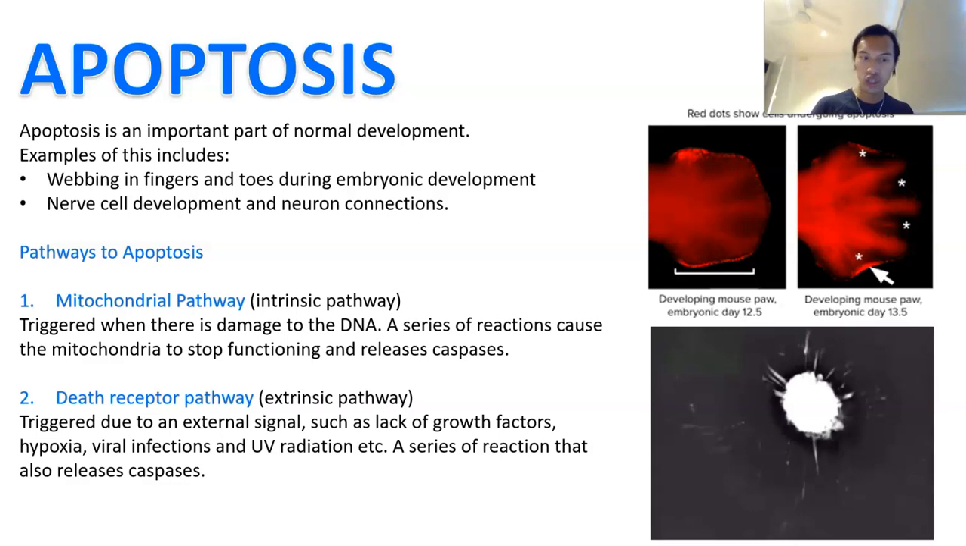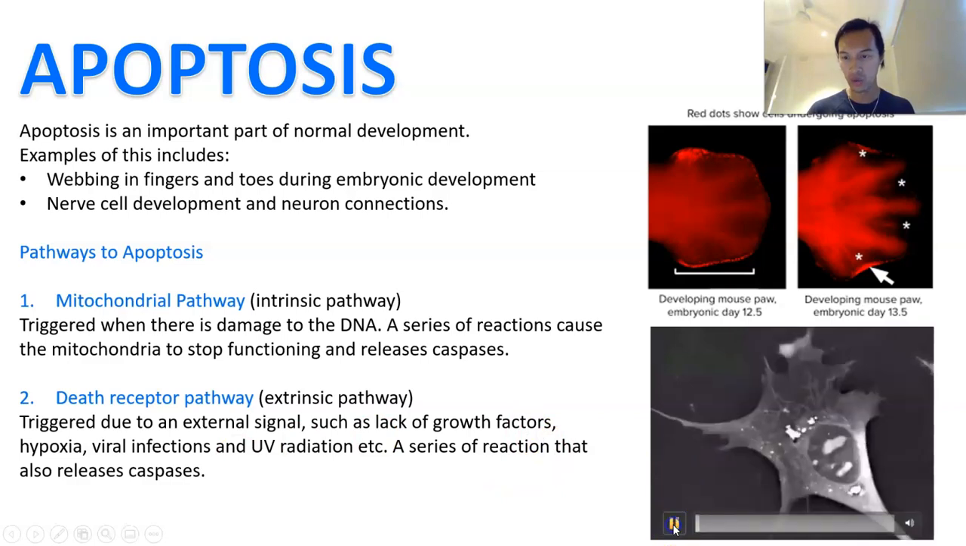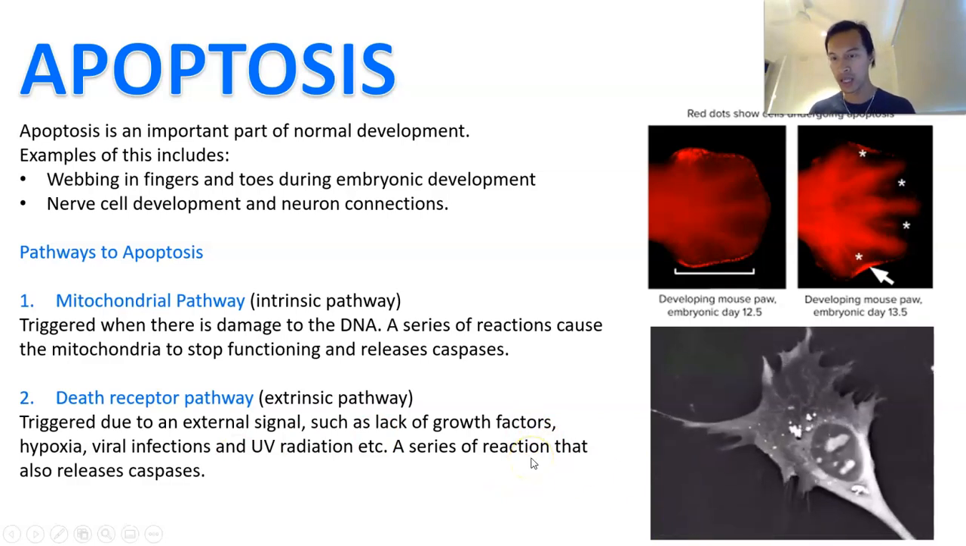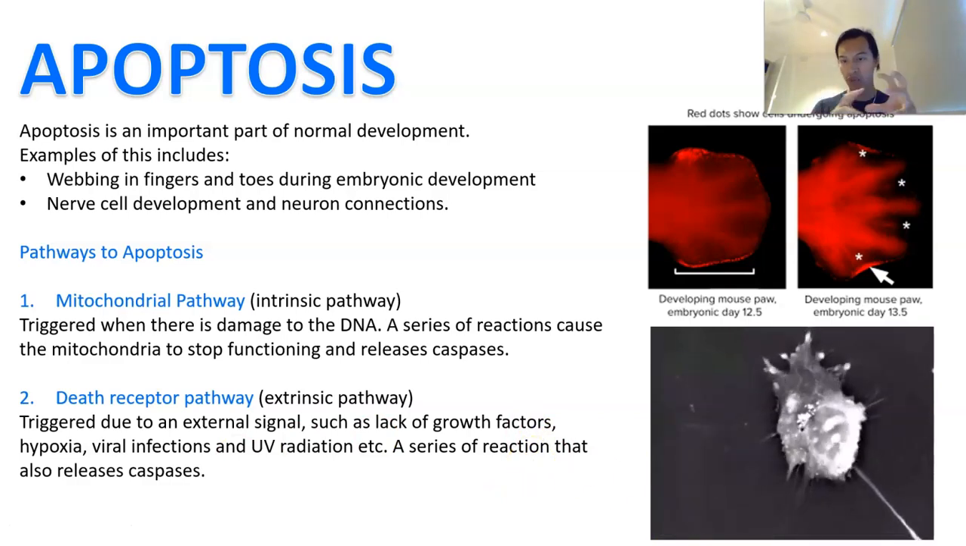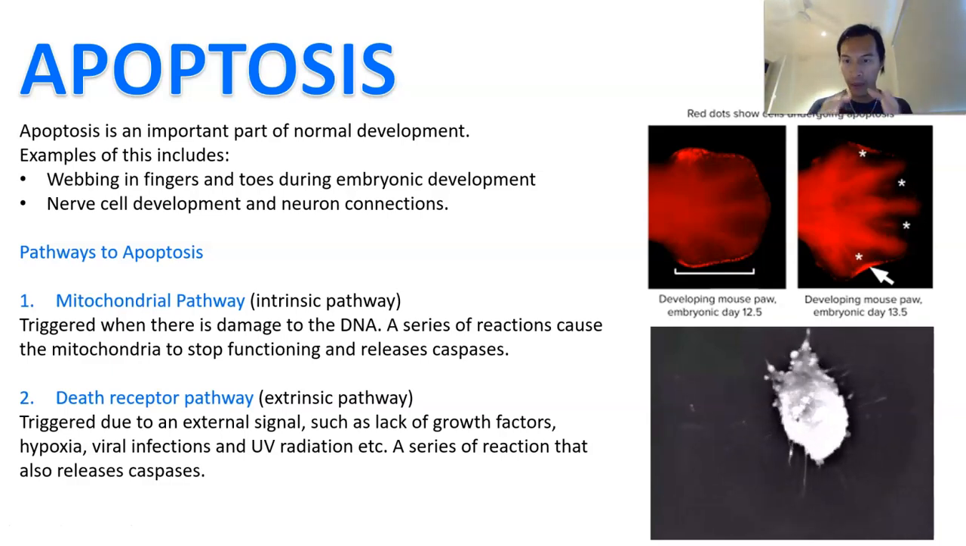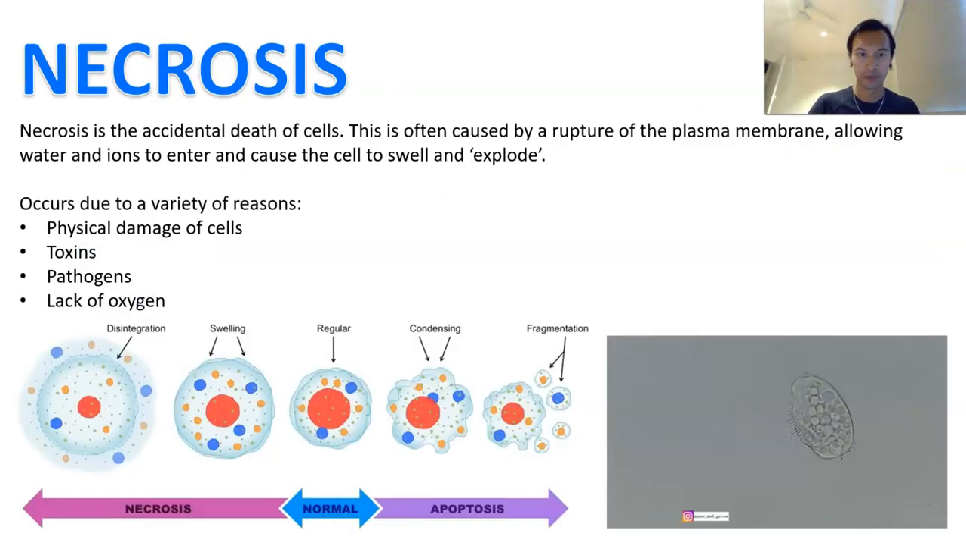There's a viral infection or some sort of UV radiation that kills the cell. And those extrinsic pathways are going to trigger similar reactions, but they then release the same enzyme, the caspases, to kill the rest of the cell. And here is what a cell looks like when it goes through apoptosis. You can see there, that cell kind of pulls itself inwards, blebs. See those little apoptotic bodies that are kind of bubbling around it. And then the cell kind of explodes, right? And that's how apoptosis works.